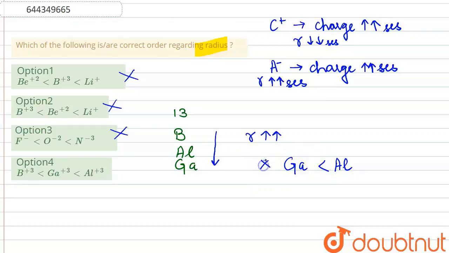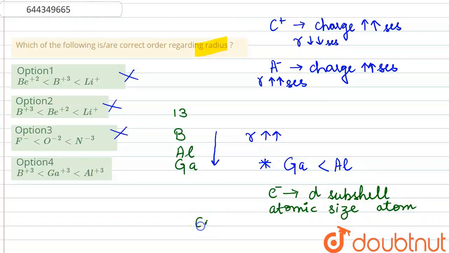Now why is it so? This is an exception here, that the size of gallium is less than aluminium. The reason is that if you look at the electronic configuration of aluminium and gallium, in gallium the electron enters the d subshell for the first time, and this results in the atomic size of the atom contracting. Because of this contraction, the size of gallium, which should have been greater than aluminium, decreases, and this is an exception.